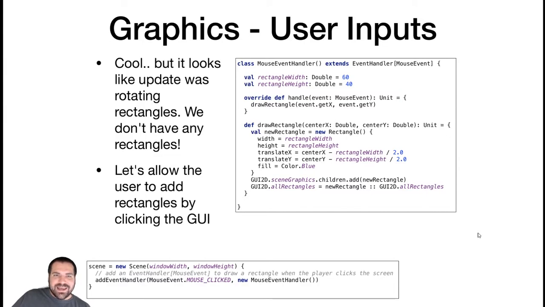Sorry about that. So update is rotating rectangles, but those rectangles don't exist. I never created a rectangle, so this is really kind of pointless right now. So let me add some code to this to actually get rectangles on this GUI. So let's get some rectangles on this GUI.